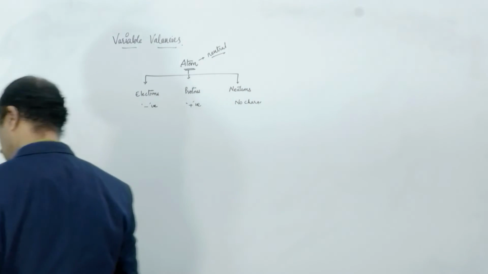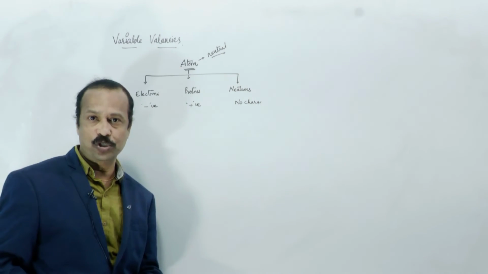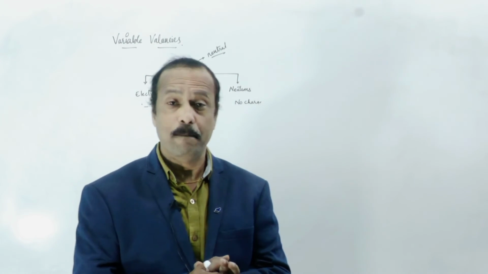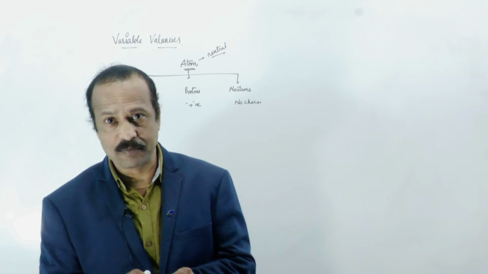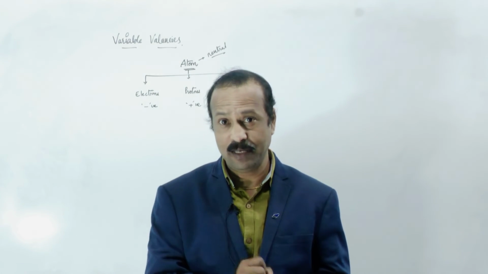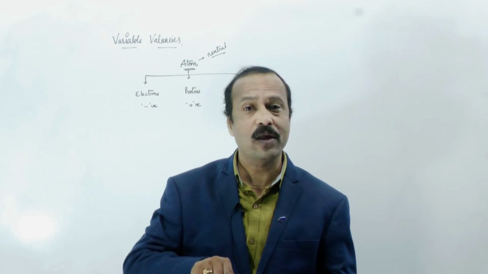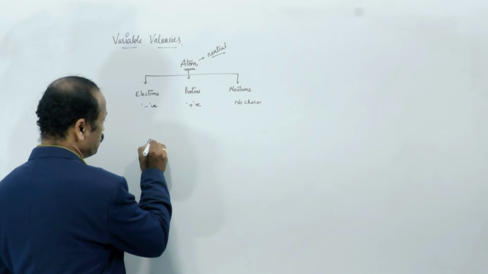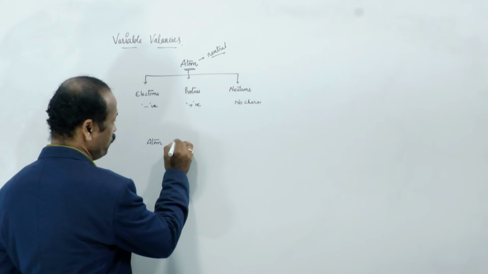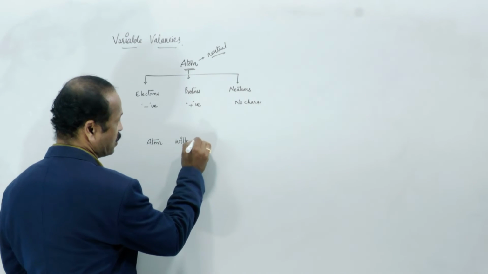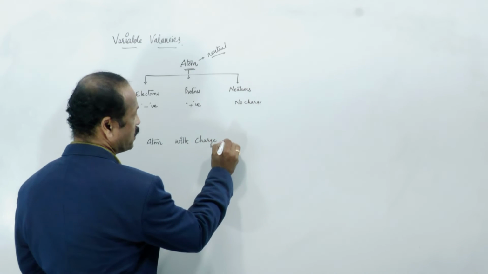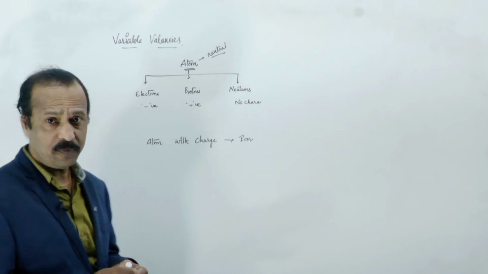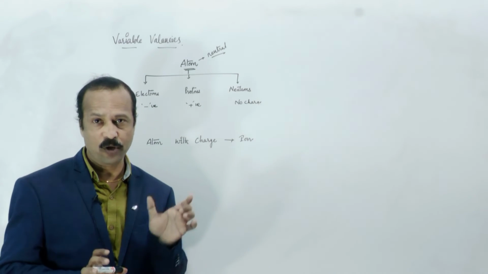Okay. So now, the neutral means what? No charge. So neutral, generally atoms are neutral, right? But here these atoms, if they possess any charge, then they are called ions. What they are called? Ions. So means what? Atom with charge. Atom with charge is called ion.